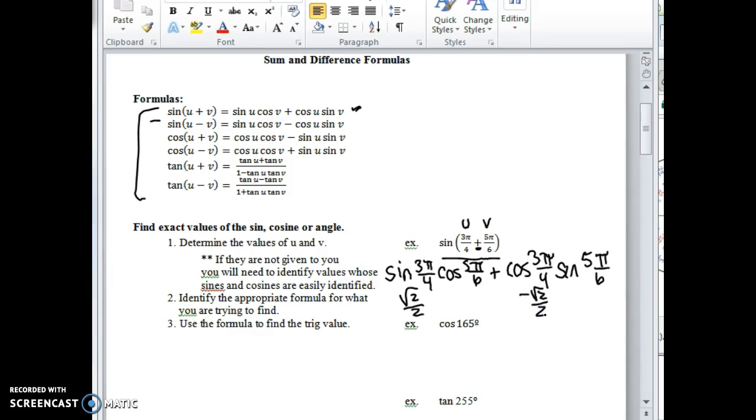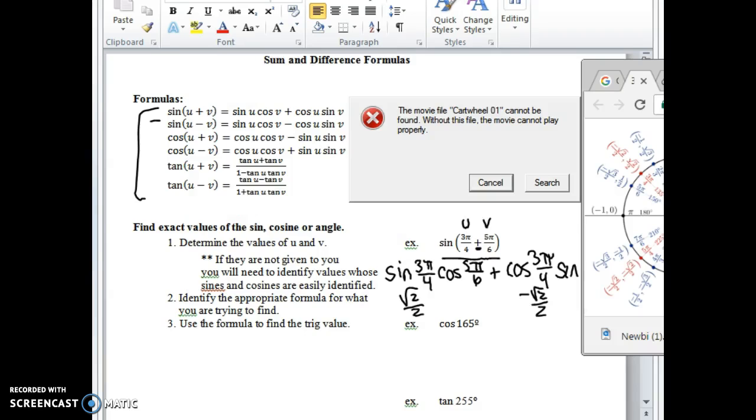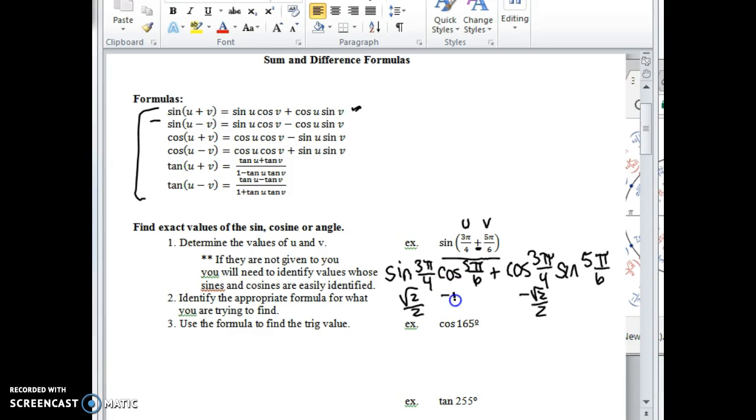5 pi over 6 is negative root 3 over 2 for the cosine, and 1/2 for the sine. So I'm going to write in negative root 3 over 2 and 1/2 for the sine. I simply do some math, and I end up with negative root 6 over 4 minus root 2 over 4, which you can simplify to negative root 6 minus root 2 all over 4.